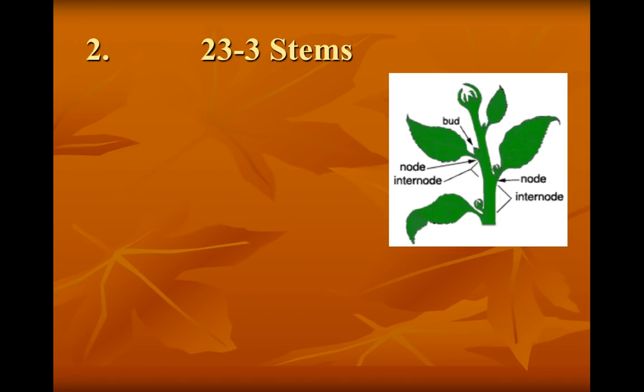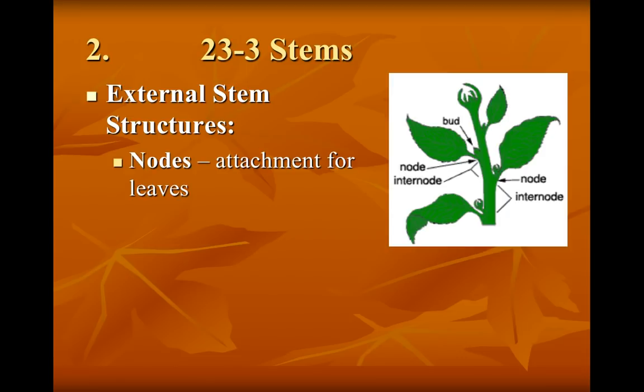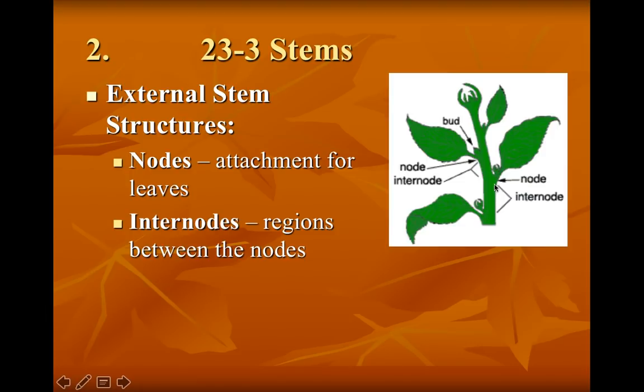Now a few structures that I should point out, you'll see terms like node, internode, and bud. These are all just external structures you would see on a typical stem. Nodes are basically where a leaf attaches to the stem. So here's a node, here's another one, there's another one right here, wherever a leaf will attach. There is a gap a lot of the time between two nodes, like you can see here, node and node. This space in between is called an internode.